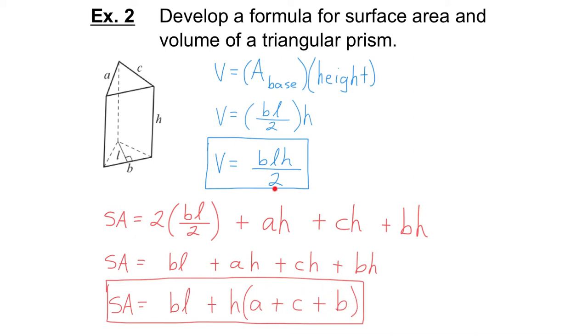Okay, so you've got the formula for volume and the formula for surface area for a triangular prism that's labeled this way. So if you had actual measurements with values for these, you could just plug those numbers into the formula and you get the surface area or the volume.